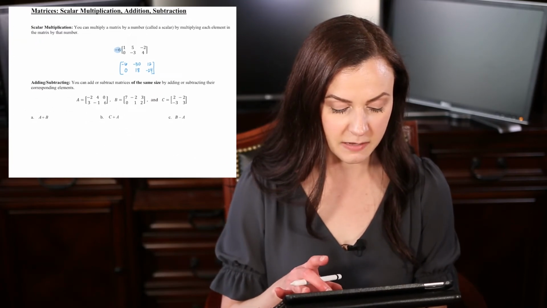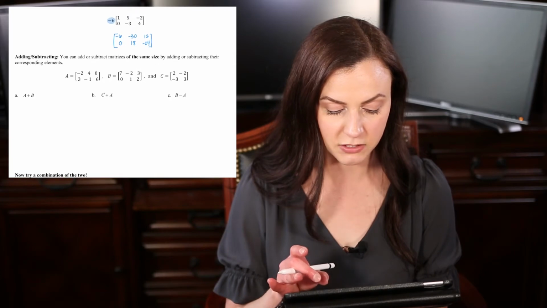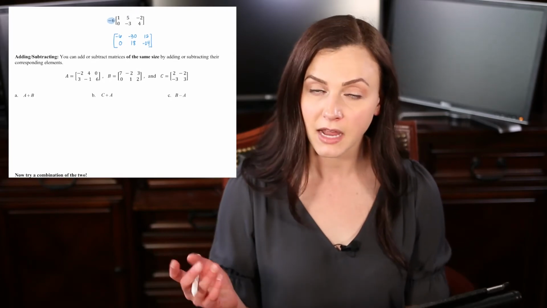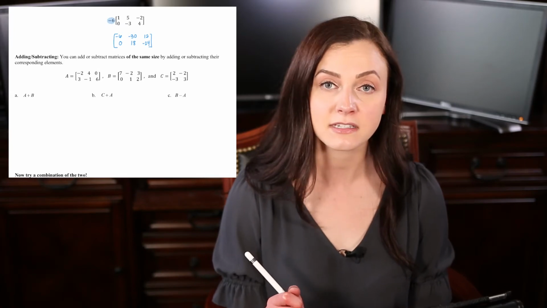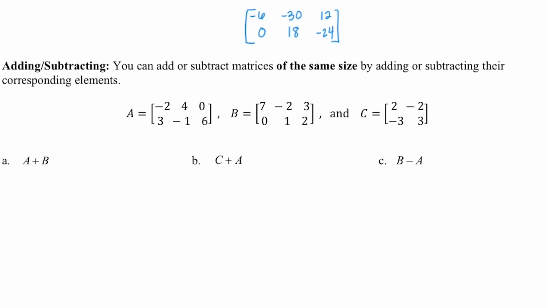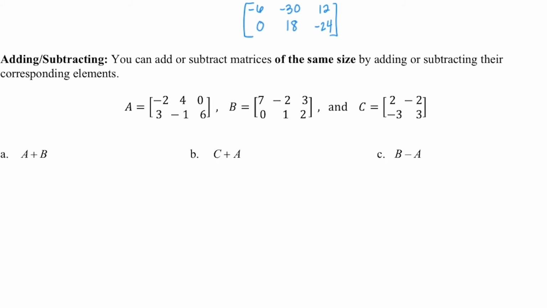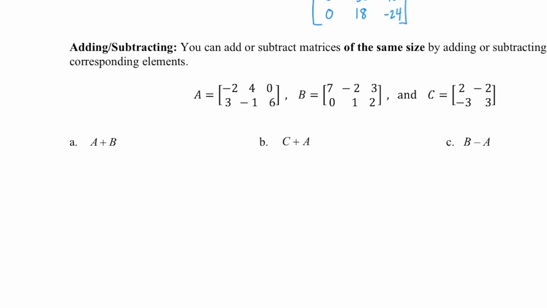The next thing we're talking about is adding and subtracting. So with adding and subtracting matrices, you can do that as long as the matrices are the same size. Then you'll just add and subtract corresponding elements. So I've given you matrices A, B, and C here. The first one we want to do is A plus B.